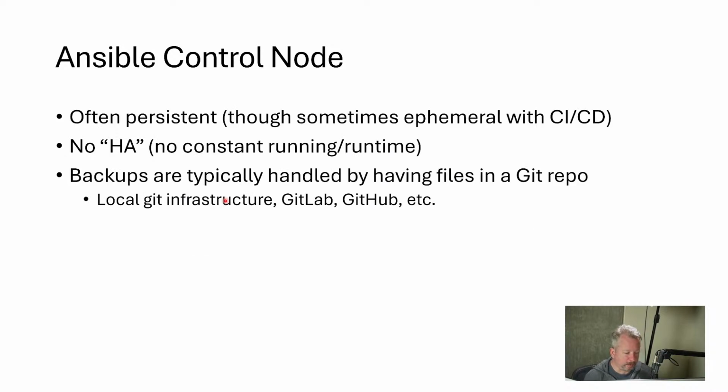So the Ansible control node is often persistent, although sometimes ephemeral. These are sysadmin terms. Persistent versus ephemeral. Persistent is what we typically think of a server as being, it's always around. It's going to be around for a while. The lifespan is measured in years, typically for a virtual machine. Ephemeral means that it's meant to be created, used for a specific purpose in a short amount of time, and then it's destroyed, and none of the files are saved. So that might be with the CI/CD pipeline.